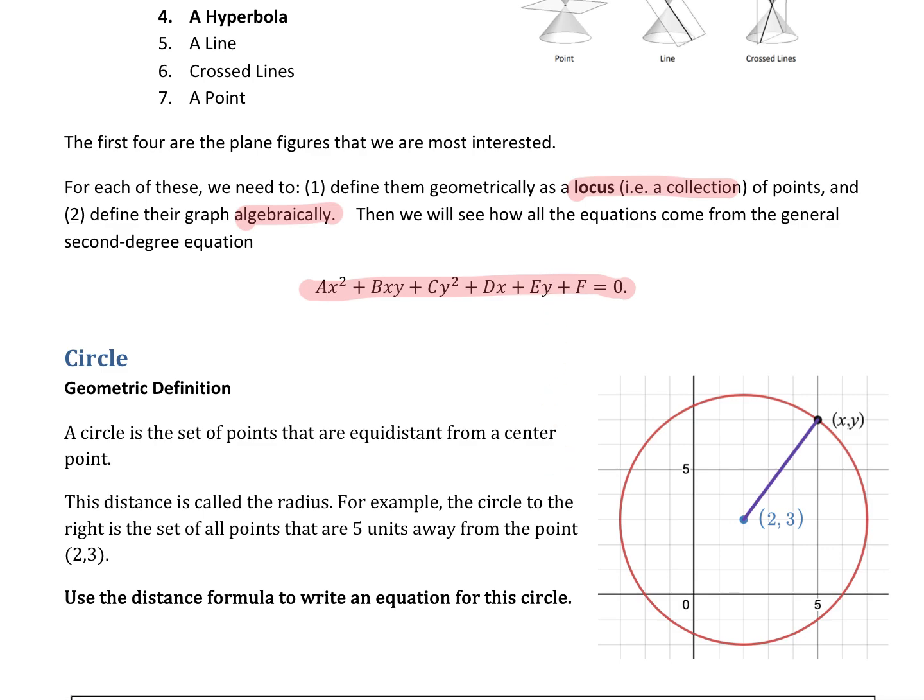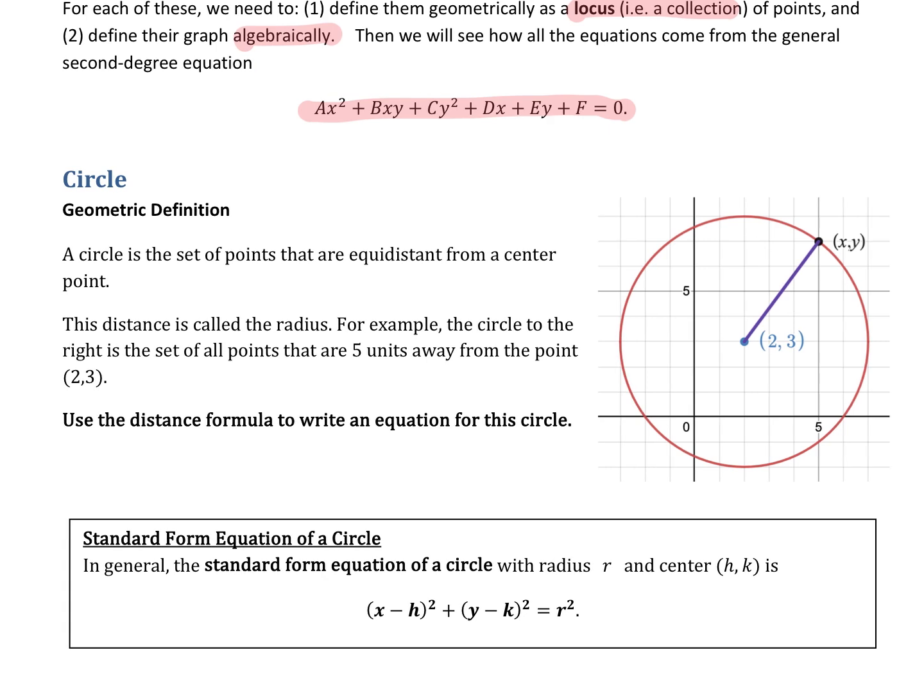So first, let's look at a circle. The definition of a circle is the set of all points that are equidistant from a center point. So if we find all the points that are equidistant from this center, we might get something like this. That distance is called the radius. Here we have all the points that are 5 units away from the point 2, 3. So we've got this point over here that's 5 units away. We've got this point down here that's 5 units away. And all of the points on this red circle are 5 units away.